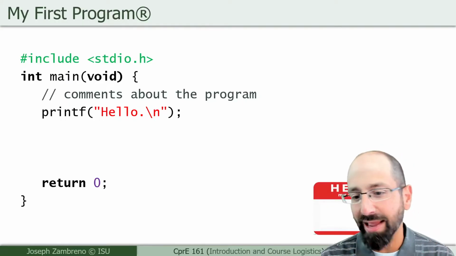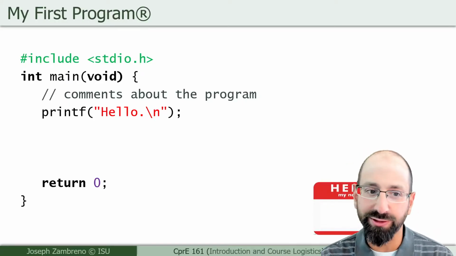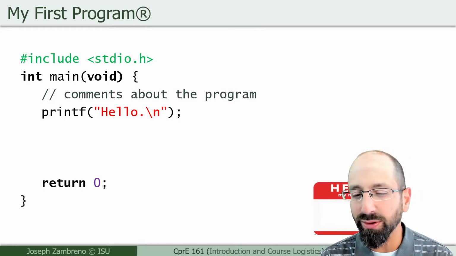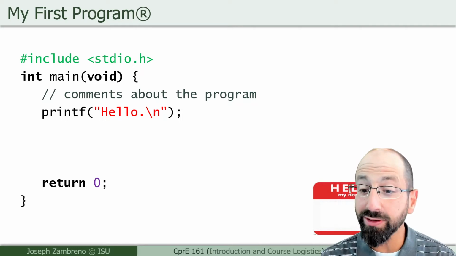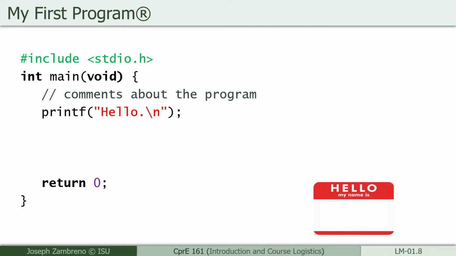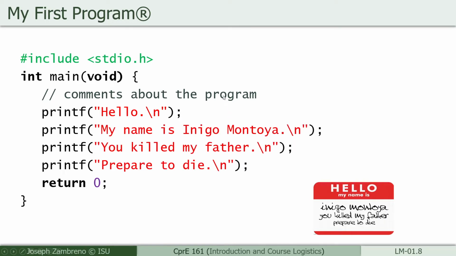Welcome back. So we're ready to start working on our very first C program, and the example we'll start with is a pretty traditional example when learning a new programming language, the so-called "Hello World" example. Although we like to do things a little differently in this CPRE 161. So instead of "Hello World," it's "Hello, my name is Inigo Montoya. You killed my father. Prepare to die."